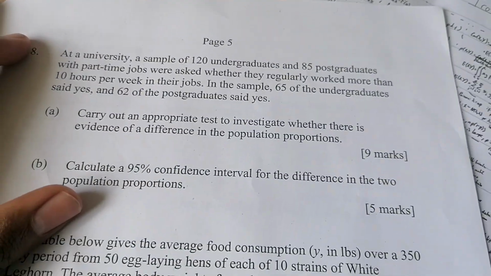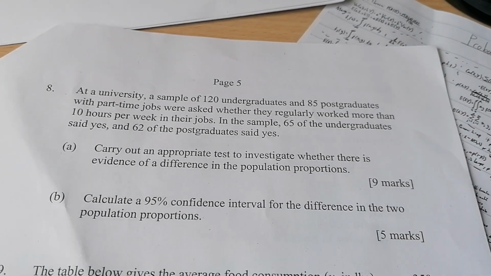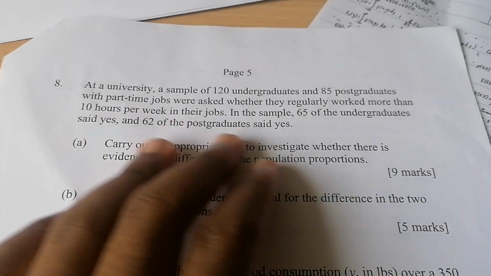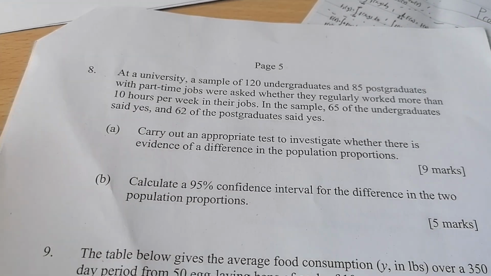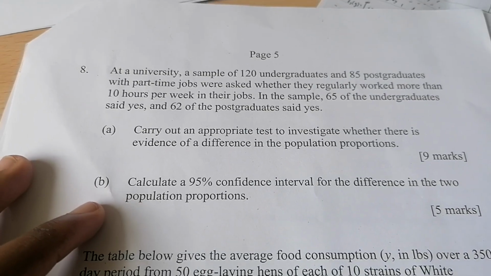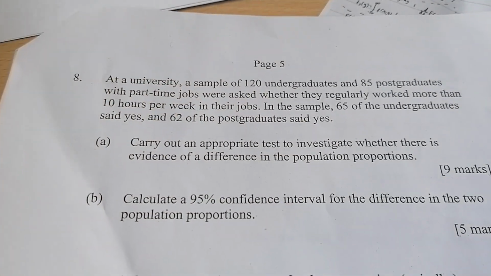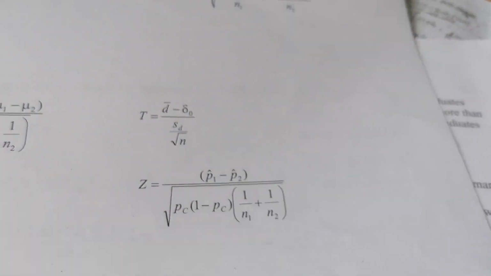Last page here. I'm at a university, a sample of 120 undergraduates and 85 postgraduates with part-time jobs were asked whether they regularly worked more than 10 hours per week. In the sample, 65 of the undergrads said yes, 62 of the postgrads said yes. So this was a difference in proportions test, just using this one here.